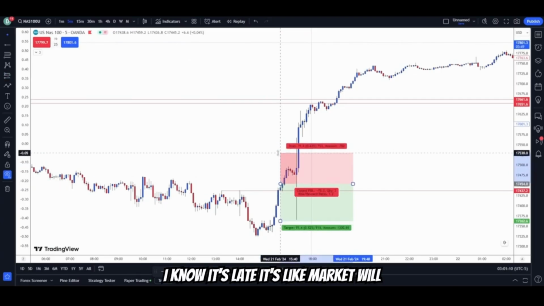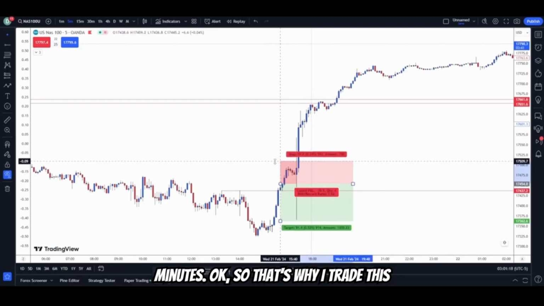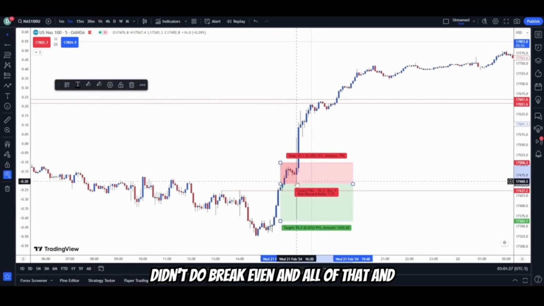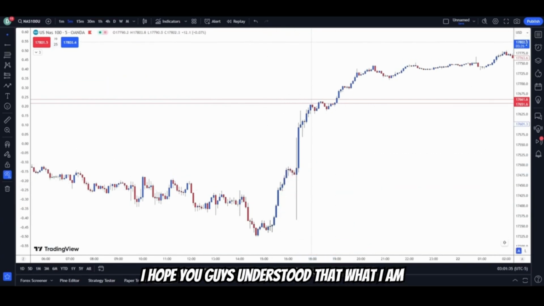Okay, I know it's late. Market will close in 20 minutes, but there are lots of moves in the last 20 minutes or last 10 minutes. So that's why I trade this time period. And this is what happened, and it was so fast that I didn't do break even and all of that, and it was a straight loss. Okay, but it doesn't matter, loss is a part of the game. So I hope you guys understood what I'm telling about.